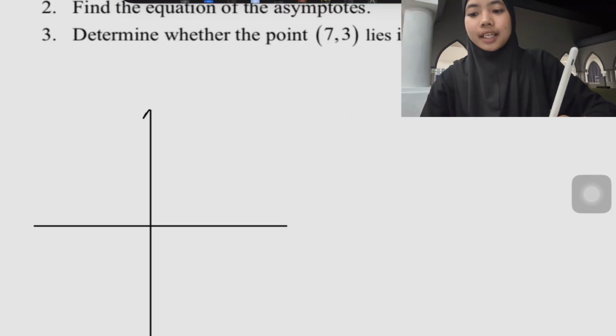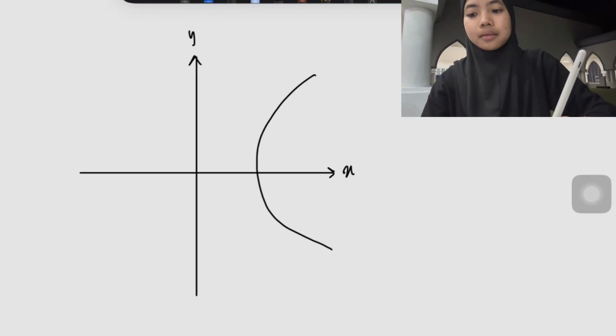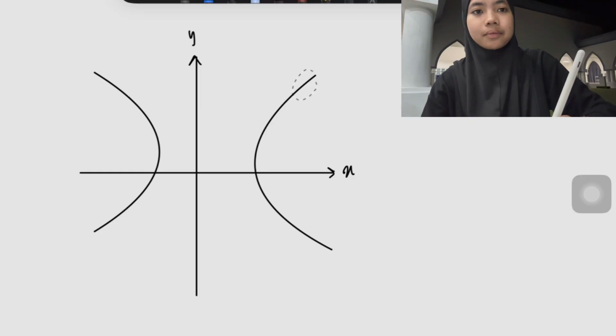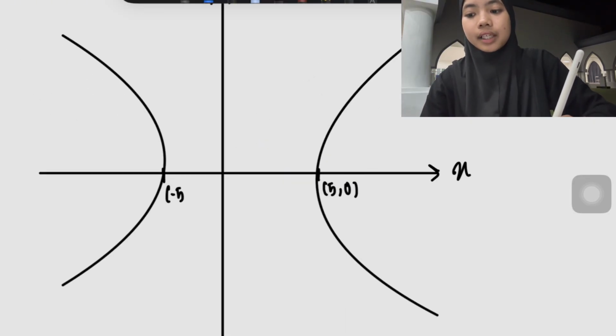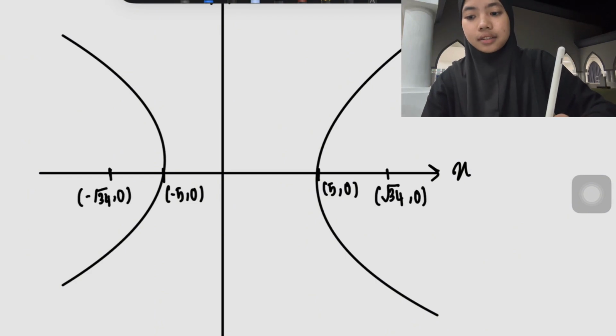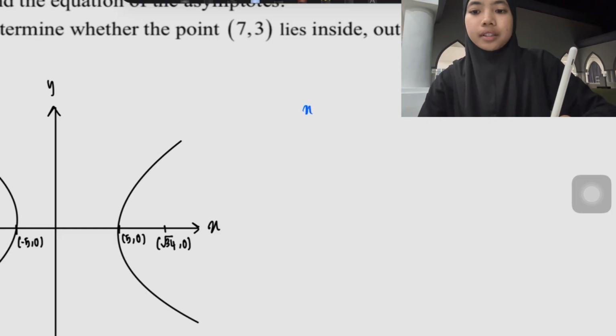So the first question asks us to write the equation of the hyperbola. First, we need to sketch the hyperbola graph with the vertices given, which are (5, 0) and (-5, 0), and the foci are (√34, 0) and (-√34, 0). As we already know, the equation for a hyperbola is x squared over a squared minus y squared over b squared equals 1.